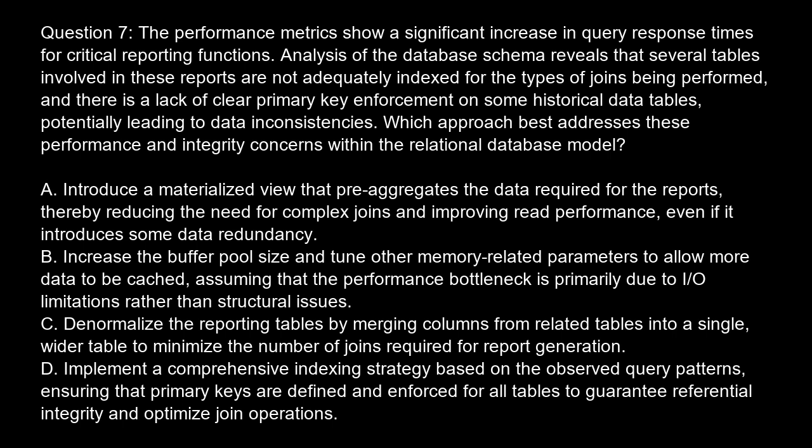Option C. Denormalize the reporting tables by merging columns from related tables into a single, wider table to minimize the number of joins required for report generation. Option D. Implement a comprehensive indexing strategy based on the observed query patterns, ensuring that primary keys are defined and enforced for all tables to guarantee referential integrity and optimize join operations.